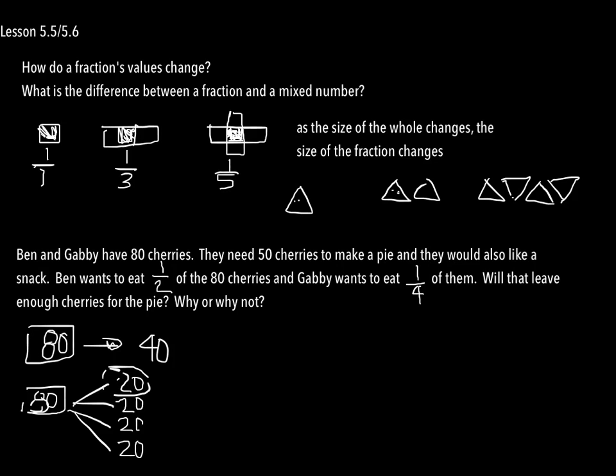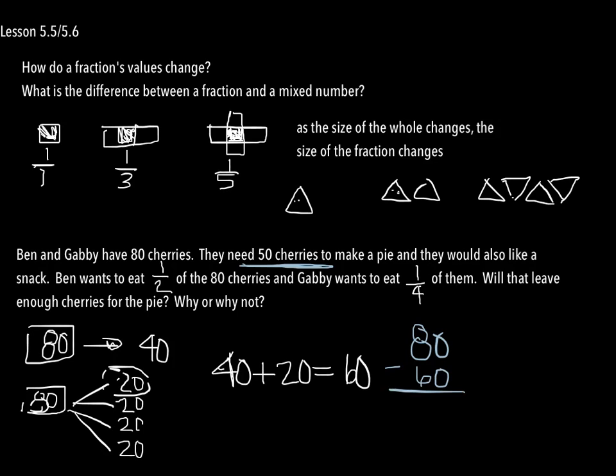So if Ben wants to eat 40, and Gabby wants to eat 20, they're going to eat 60 total. So if they eat 60 cherries, are they going to have enough cherries to make the pie? Well, the question is, how many cherries did they need to make the pie? Well, let's look right here. They need 50 cherries to make a pie. If they're eating 60 of them, 80 minus 60 is going to give us 20. Are they going to have enough? No, because they're eating way too many cherries.